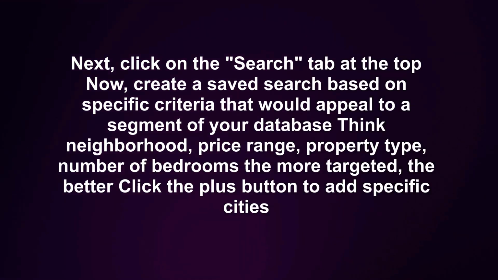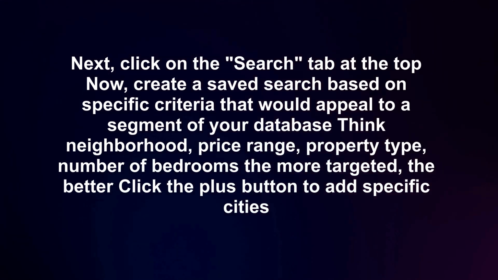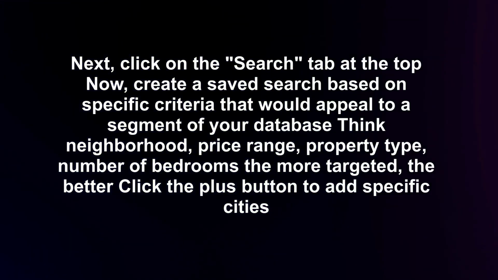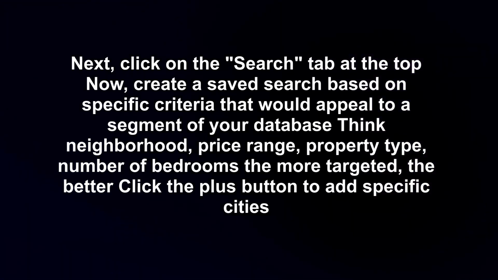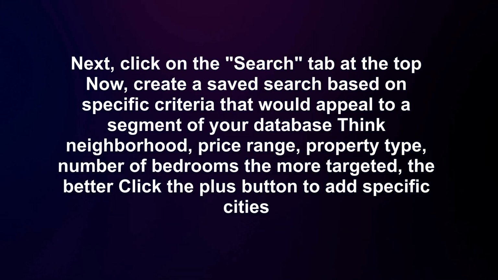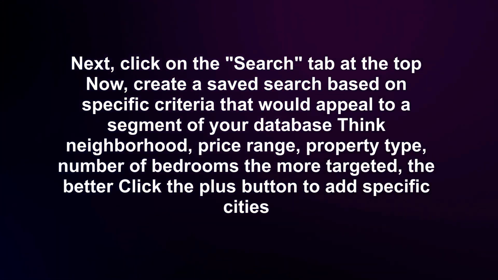Next, click on the Search tab at the top. Now, create a saved search based on specific criteria that would appeal to a segment of your database. Think neighborhood, price range, property type, number of bedrooms. The more targeted, the better. Click the plus button to add specific cities.